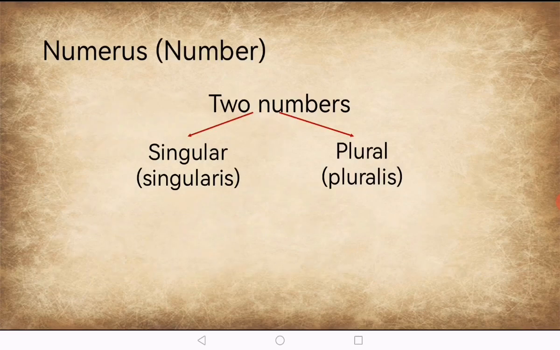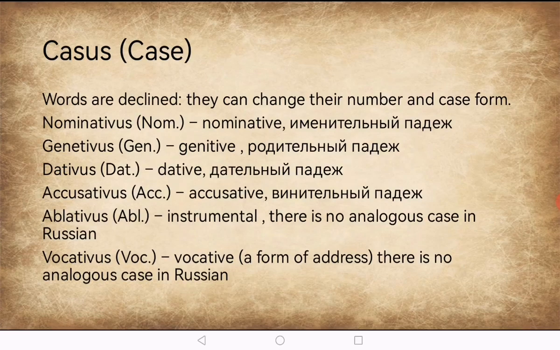The next category is numerus or number. There are 2 numbers in Latin language, singular and plural, singularis, pluralis. For example, caput, head, capita, heads, or musculus, muscle, musculi, muscles. The next grammatical category is case or casus in Latin. Words can change their number and case form.